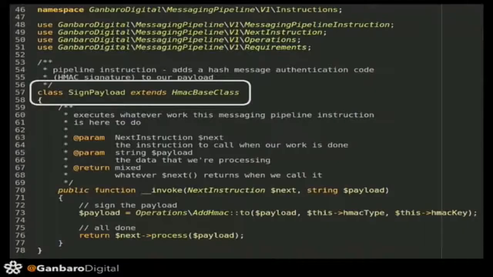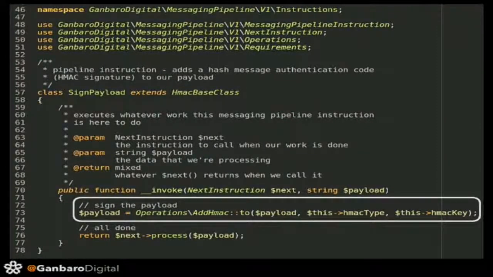So here's the instruction to sign a payload on our transmit pipeline. And it's extending a base class. We've got some setup to do about the HMAC algorithm for both the transmit pipeline and the receive pipeline. So that's gone in a base class, which we're going to specialize, so we don't duplicate it in our instructions.